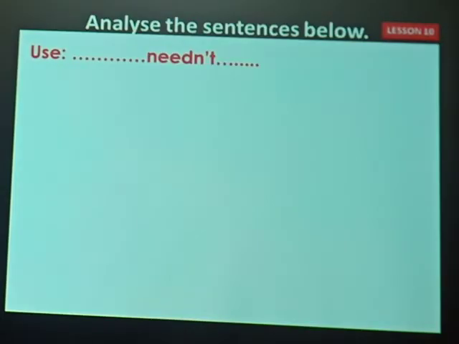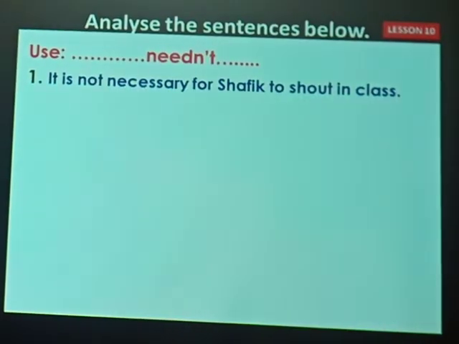We are using needn't in the sentences below. Number one is, it is not necessary for Shafiq to shout in class. Dear boys and girls, can we please advise Shafiq? At this point of time, we are advising Shafiq. Shafiq has not shouted in class, but we are advising him not to do so. So there, we are using needn't.